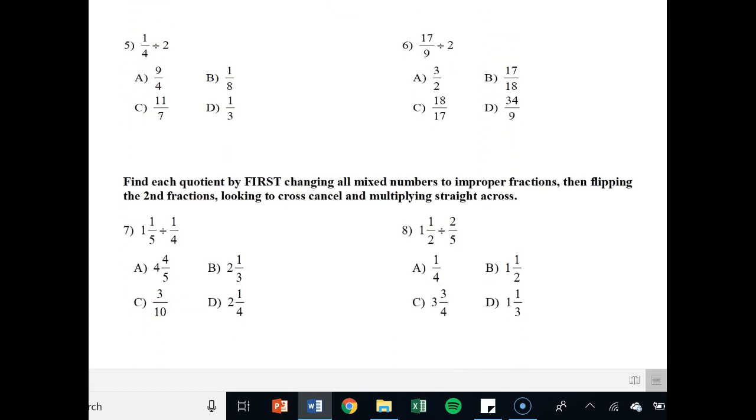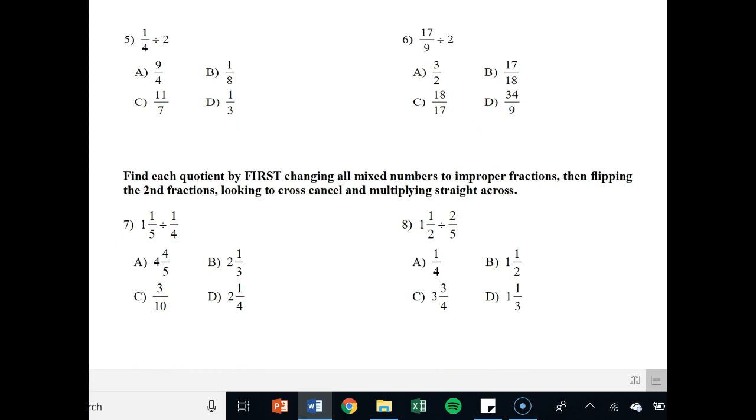Okay. And lastly, number 5. Notice when I have a whole number, in order to make it a fraction, I just put it over 1. So now that I've put it over 1, I have a fraction that I can invert. So I should have 1/4 times, not 2 over 1, but 1 over 2 after I've inverted my fraction. Notice there's nothing that I can cross cancel, so I just multiply straight across. 1 times 1 is 1, 4 times 2 is 8, my answer is B.